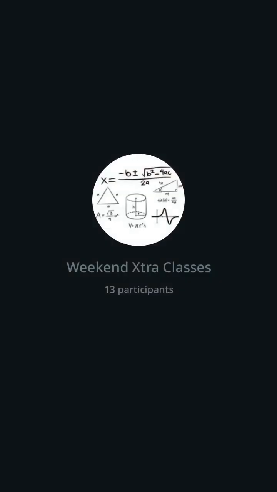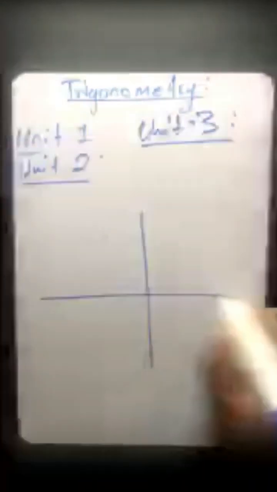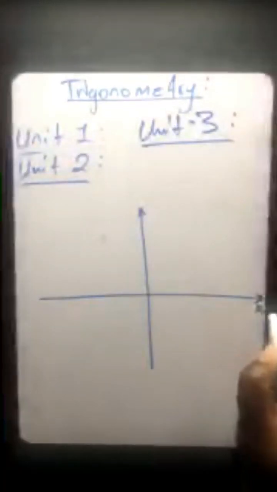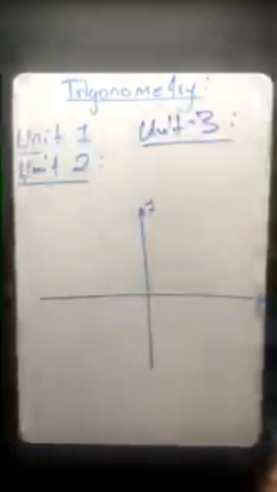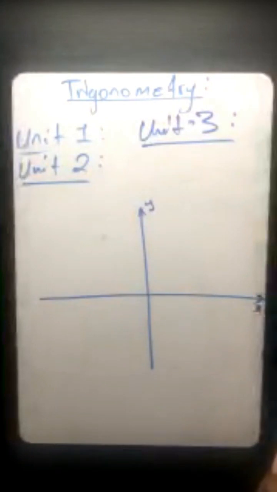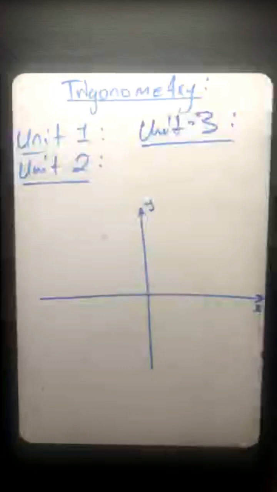And lastly, guys, a right-angled triangle can be drawn on a Cartesian plane. What is a Cartesian plane? A Cartesian plane has got what we call the x and the y-axis. And remember, how many quarters does a Cartesian plane have?